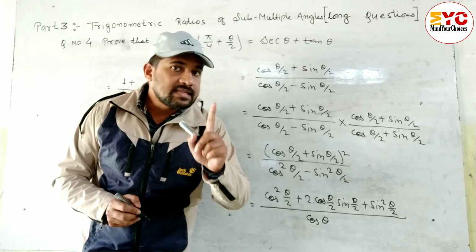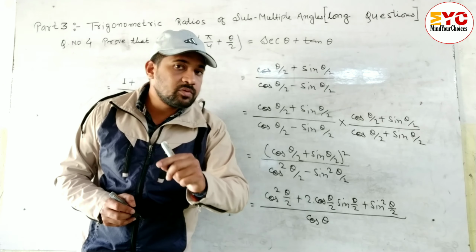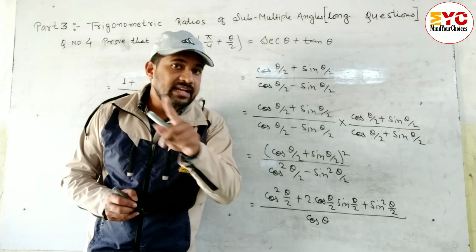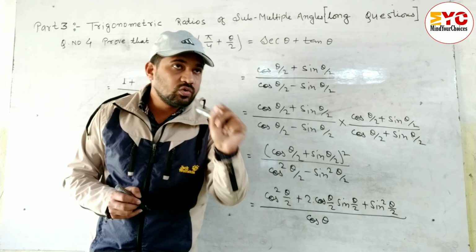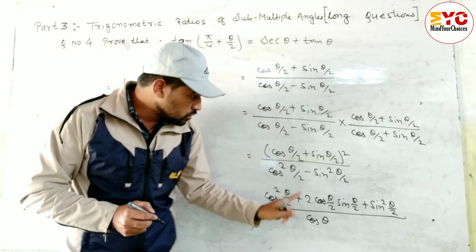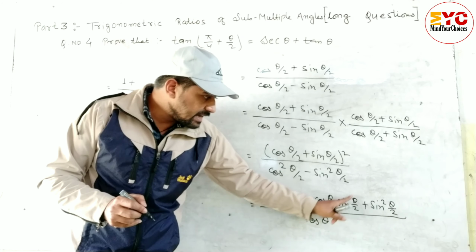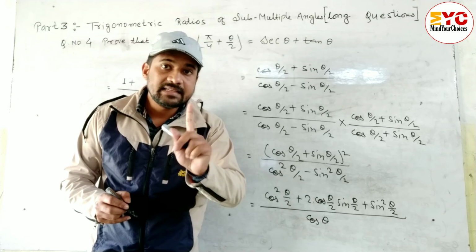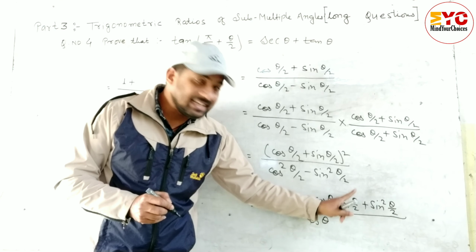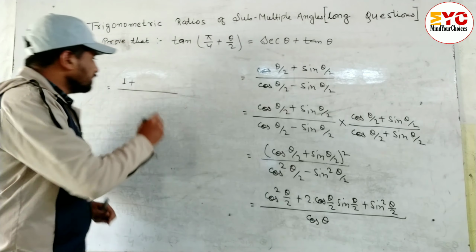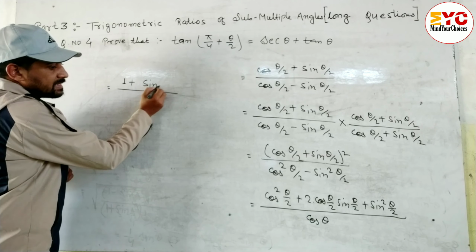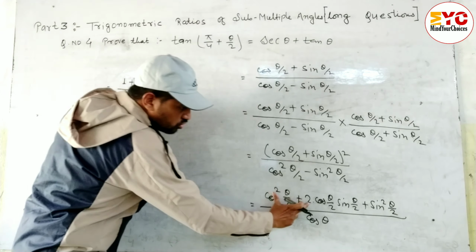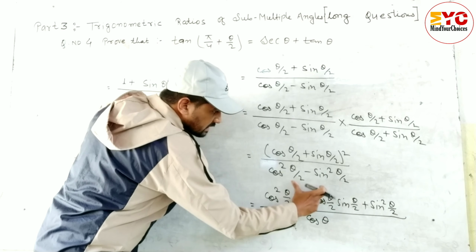Formula of what? Sin theta. Sin 2A formula is what? 2 sin A cos A. So sin A formula is what? 2 sin A by 2 cos A by 2. So what is here? Same thing, 2 sin theta by 2 cos theta by 2. Formula of sin theta. Sin theta is 2 sin theta by 2 cos theta by 2. So we can write here sin theta.